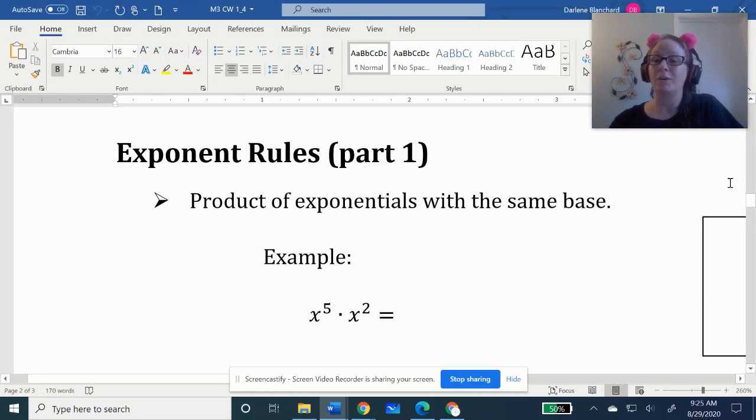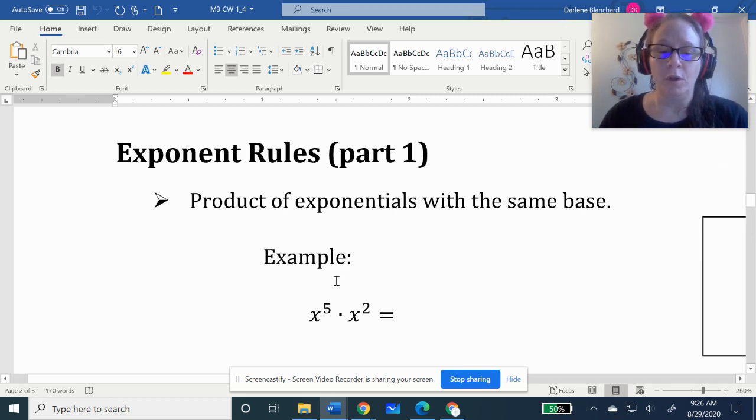Exponent rules are one of the most important things that you're going to get in your math class. You're going to use these a lot, so get to know them well, understand them well. That's the most important thing, is to understand why they work the way they do. So first of all, I'm assuming you know what it means to be an exponent. An exponent says how many times to multiply the base.